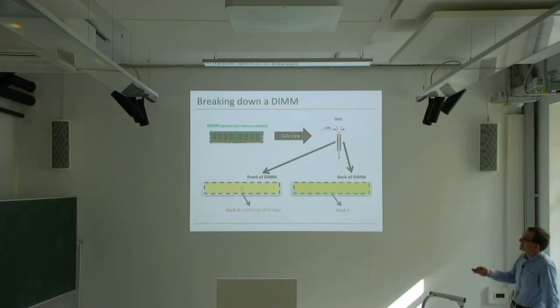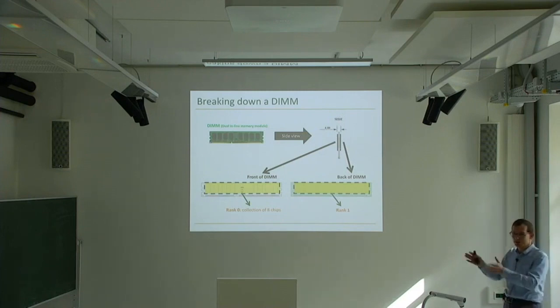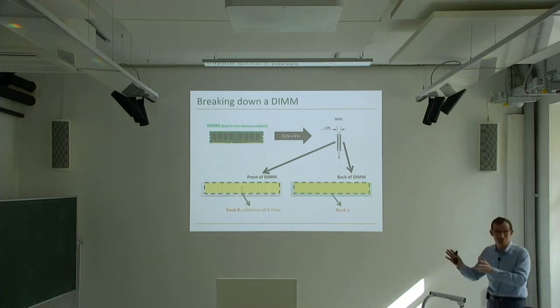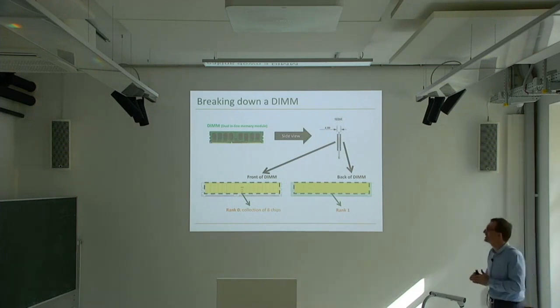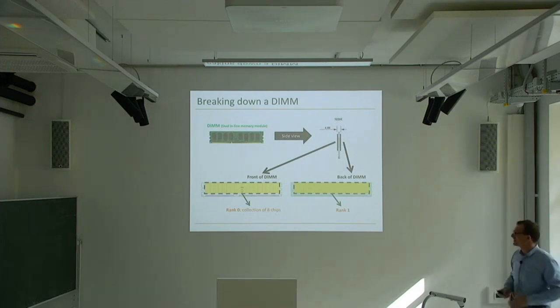And a rank is a collection of 8 chips in this case. If each of them has an 8-bit interface, you get 64 bits out of it. Sometimes you actually have a 9th chip over here, and that means that you have error correcting codes. One of the chips is dedicated to ECC, such a waste, actually, a lot of waste of memory, because not all of that memory is used for ECC. But yeah, that's how it is.